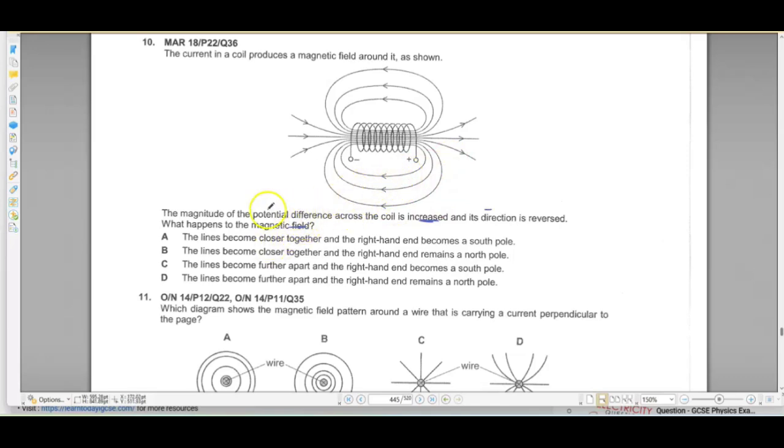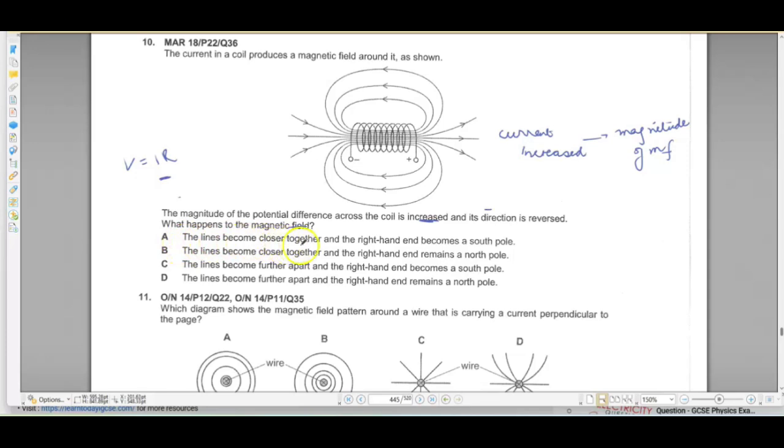As we know, voltage and current are directly proportional to each other. So if the magnitude of potential difference across the coil is increased, this means that the current must have increased as well. When the current is increased, the magnitude of the magnetic field increases. Current increased leads to increase in the magnitude of magnetic field. And as the direction is reversed, the direction of the magnetic field will also get reversed. So let's go through the options.